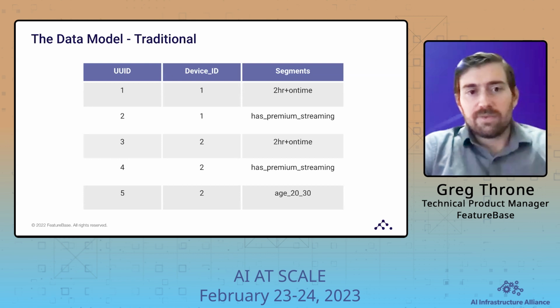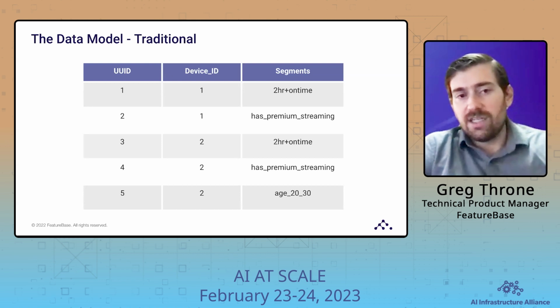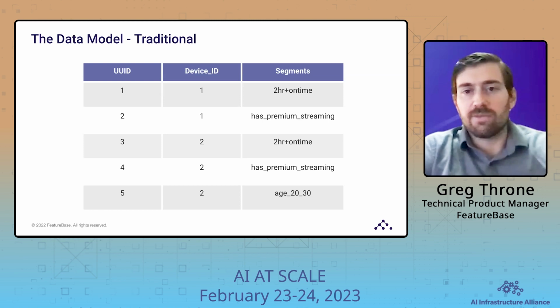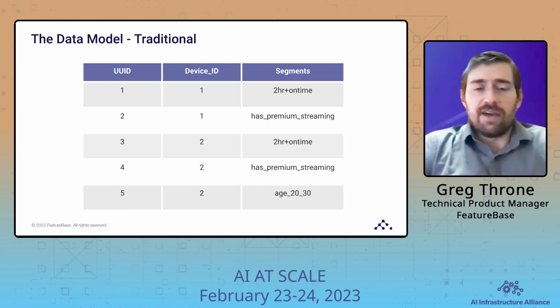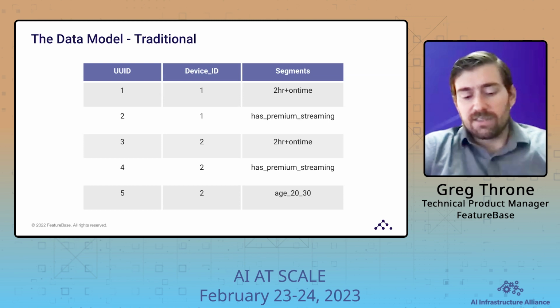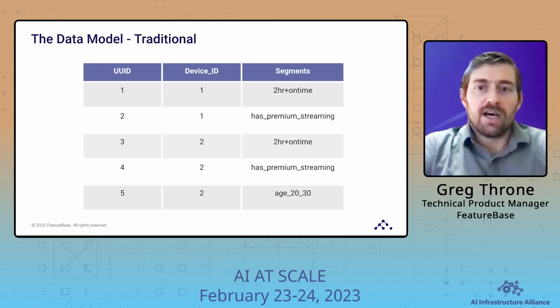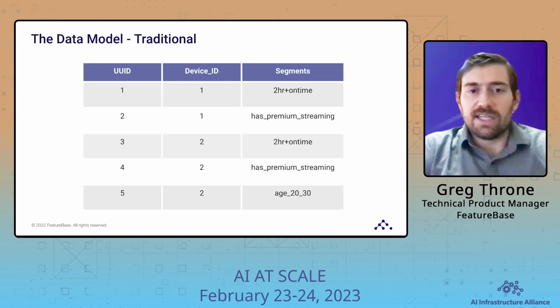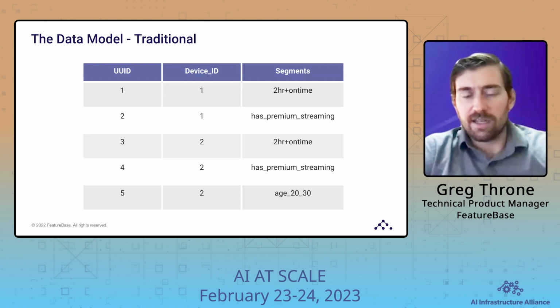So you might do something where you have a UUID that represents every sort of transaction or device-segment pairing. And then you'd have a device ID that represents the device data is coming from, and segments, which represents information about that device. And the device and segment relationship is many-to-many, right? So one device can have any number of segments, and one segment can be on any number of devices.